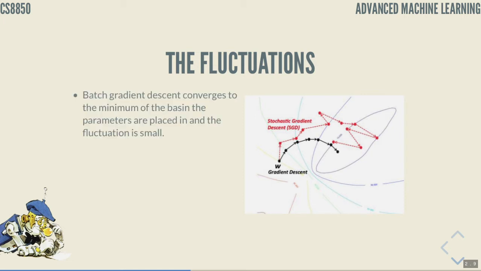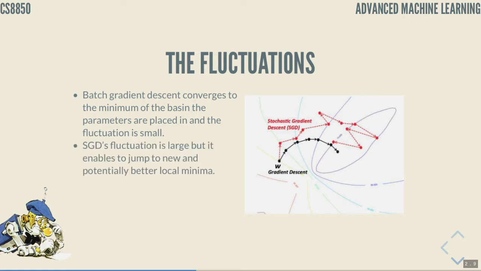So batch gradient descent converges to the minimum of the basin the parameters are placed in, and the fluctuation is small. So if you happen to choose a random start for the algorithm near some minimum, or in this kind of attraction basin, if you start here, it'll definitely end up there. That's it. There is no other option.